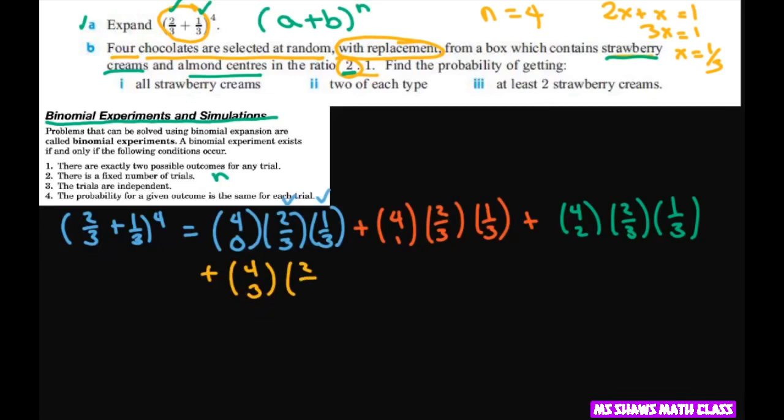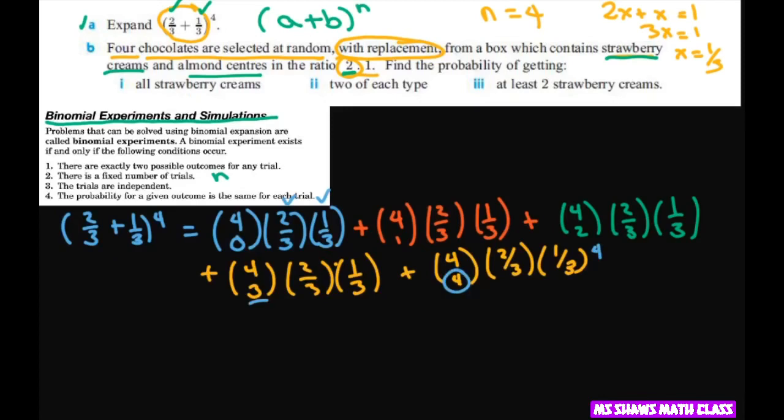plus 4 choose 3, 2/3, 1/3, and finally 4 choose 4, 2/3, 1/3. Now to fill in your exponents, the easiest way is just to take this number and put it on this last term. So this is 4, 3, 2, 1, 0. And then go in the opposite order here: 0, 1, 2, 3, 4. These two numbers always add up to 4. So there's your expansion.